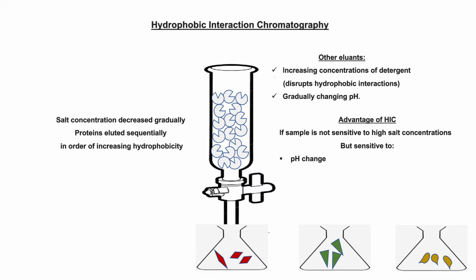So if we have proteins which are not sensitive to high salt concentrations but sensitive to pH, we use the technique of hydrophobic interaction chromatography. Or if the proteins are sensitive to harsh solvents, because in the other techniques of chromatography, harsh solvents are used, there also this hydrophobic interaction chromatography is useful.